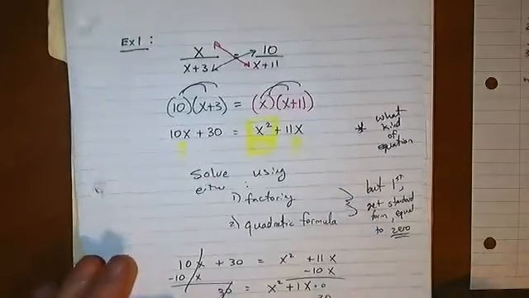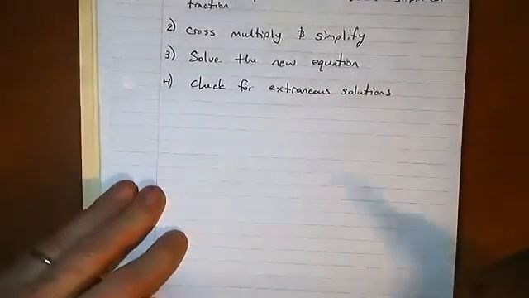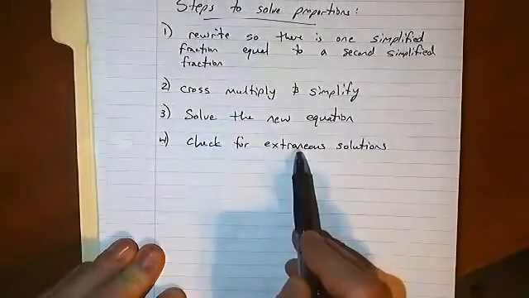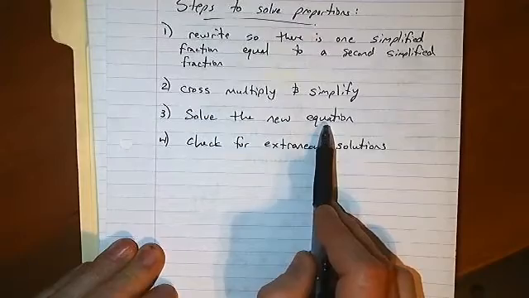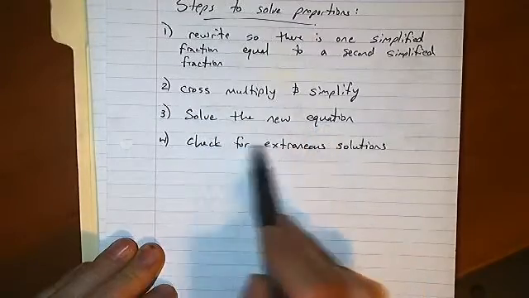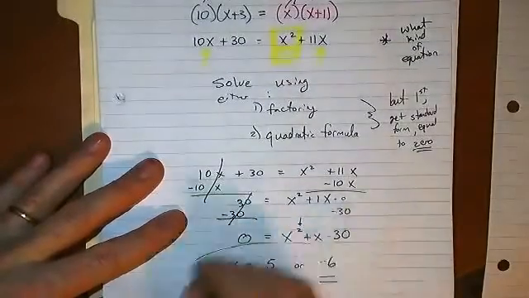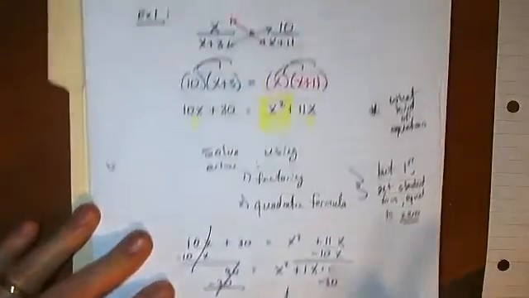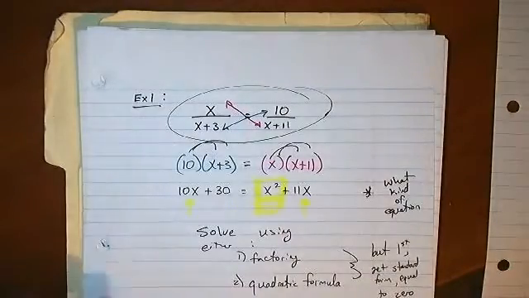So remember, when we solve for X, we're not done. There's still a 4th step. Check for extraneous solutions. So we finished solving the equation. We got a positive 5 and a negative 6. Now we need to check for extraneous solutions. So to do that, what we're going to do is take these two answers and plug them back into our original equation to make sure they actually work.